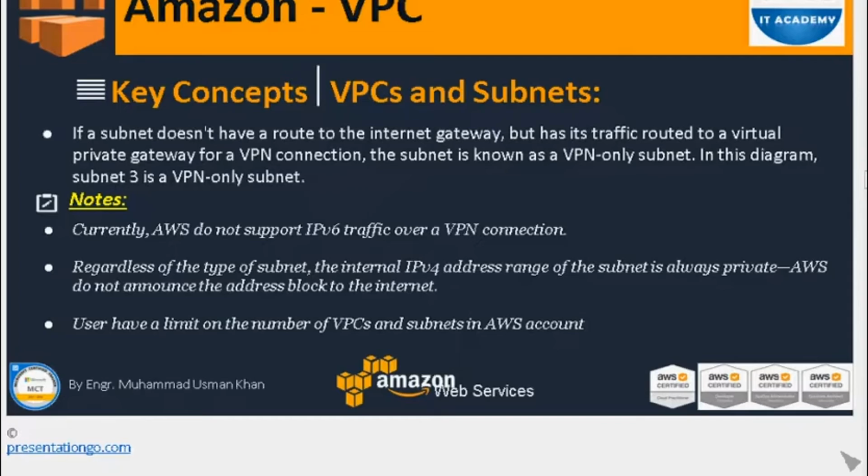Users have a limit on the number of VPCs and subnets in an AWS account. So what is the limit? You can create up to 5 virtual private clouds in each region, not per account but in each region. Like if you are in North Virginia, you can create 5 VPCs, but if you need more than 5 VPCs, you just need to open a support ticket for a limit increase, and then within 48 hours your increased limit will be approved, and then you will be able to create more than 5 VPCs in that specific region.